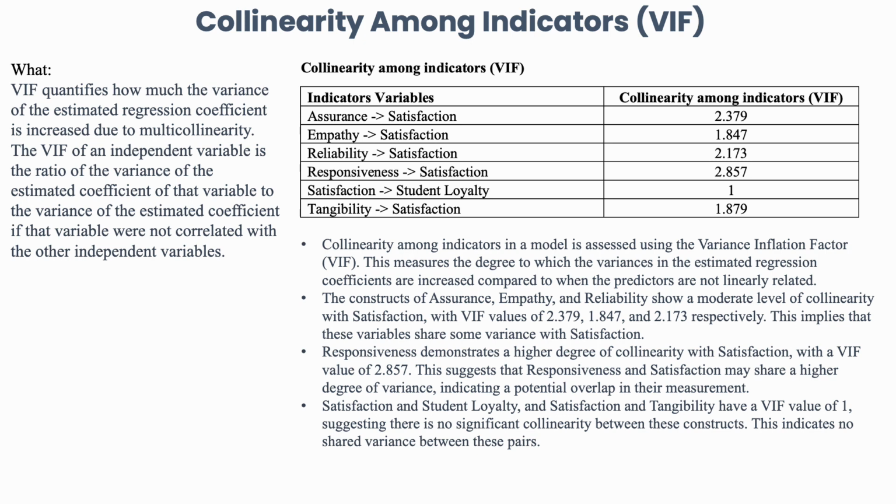Now, what this suggests is that responsiveness and satisfaction may share a higher degree of variance, indicating a potential overlap in their measurement. And finally, when we look at satisfaction and student loyalty, and satisfaction and tangibility, they have a VIF value of 1, suggesting there is no significant collinearity between these constructs. Now, this indicates no shared variance between these pairs. Now, let's move on to the next section, which is discriminant validity cross-loading.